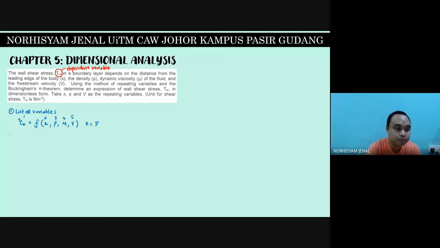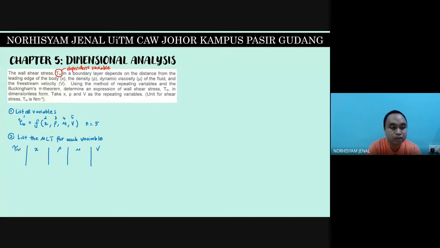Number 2, list the MLTs for each variable. So this one is done by separating them like this: x, and then rho, and then mu, and then v.